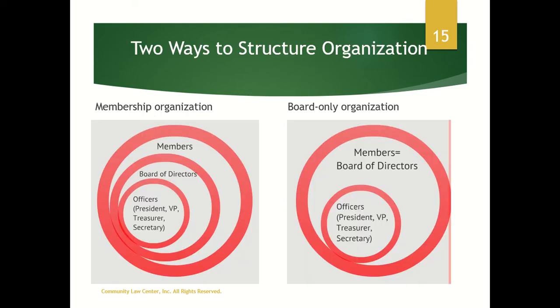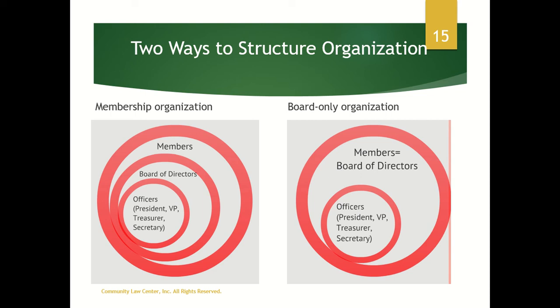So you can look at this way of structuring the organization to get an idea of what your organization's structure will look like. There's 2 different ways to structure a nonprofit, just depending on what the organization does. So on the left, you have a membership organization structure. And this is an organization like a community association that has a membership from community residents, or a religious organization like a church that has a membership.